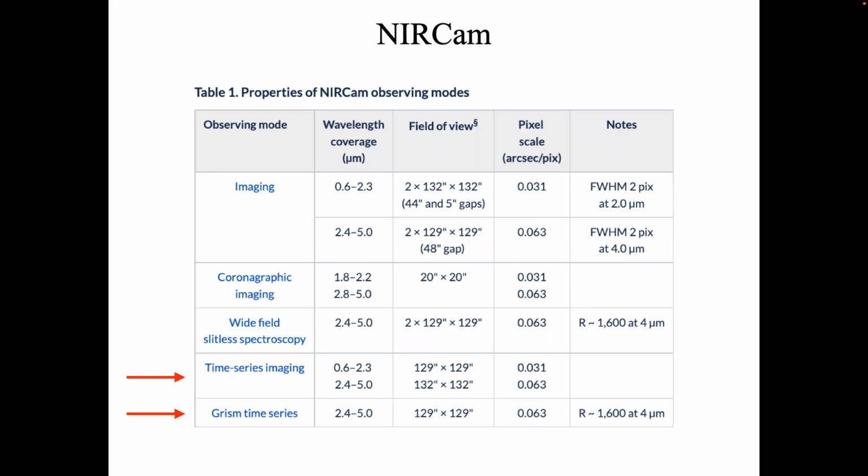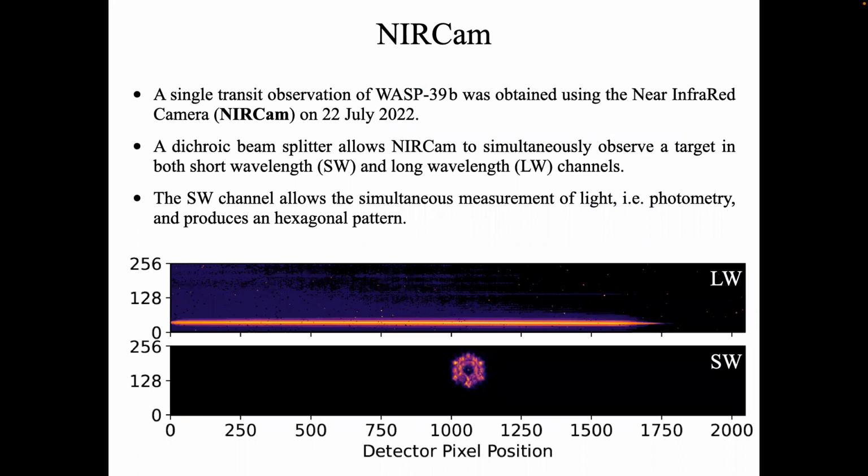Let me skip this one. The NIRCam. NIRCam has a dichroic, so it's possible to obtain simultaneously time series imaging and also time series spectroscopy. This dichroic splits the light into two channels: the short wavelength channel and the long wavelength channel. In the short wavelength channel, you can do photometry, so you can have a hexagonal pattern like this one, and in the long wavelength channel, you can have the spectrum of the star.